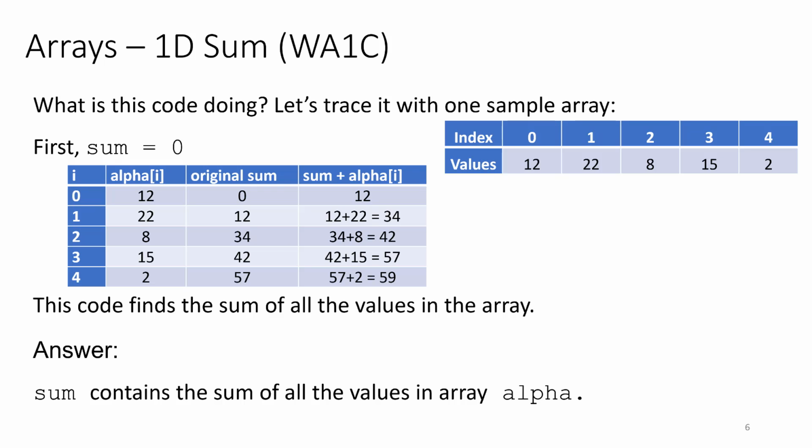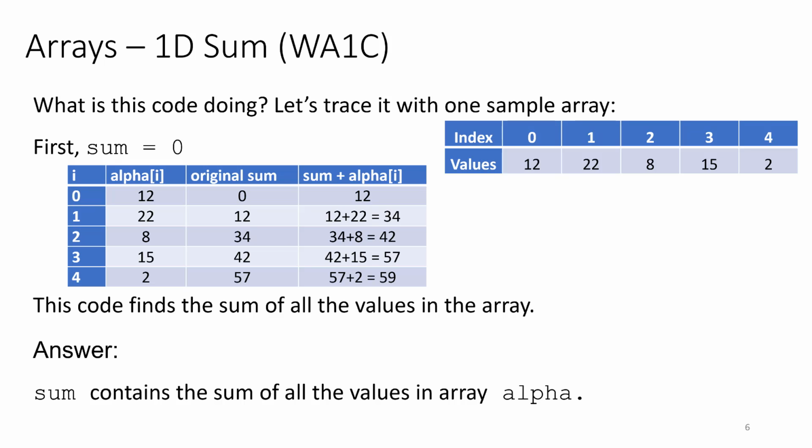The next time through the loop, i is 1. The value at position 1 of alpha is 22, so we will add 22 to the value already in sum, or 12 plus 22 will become 34.